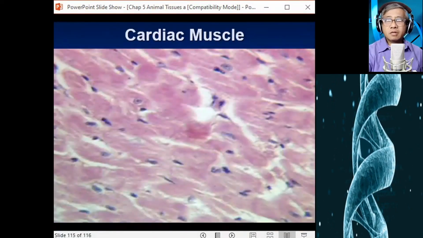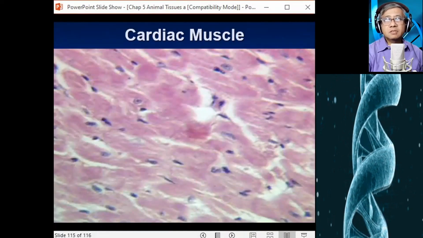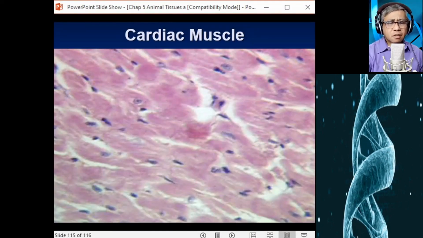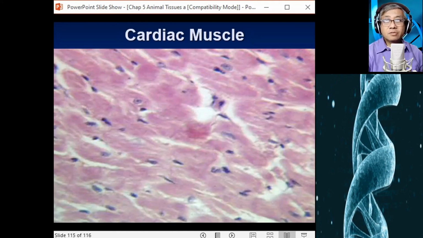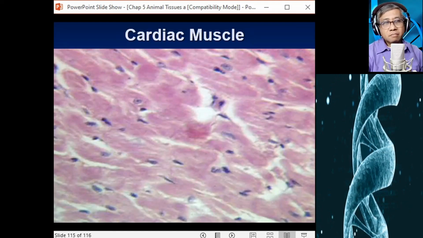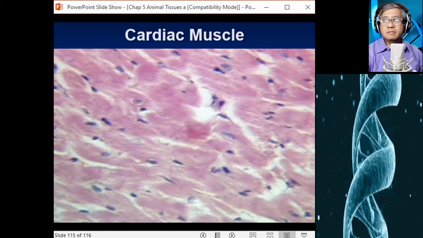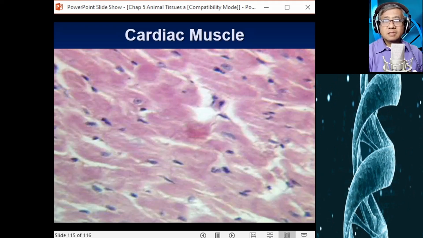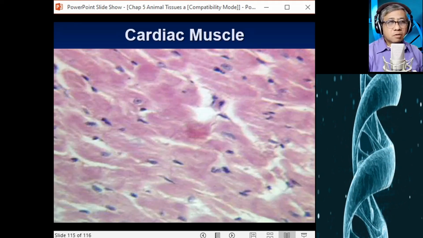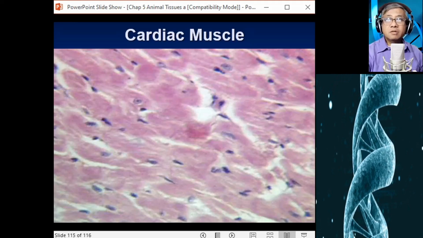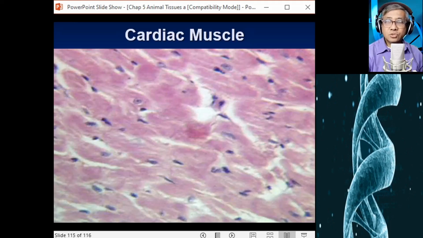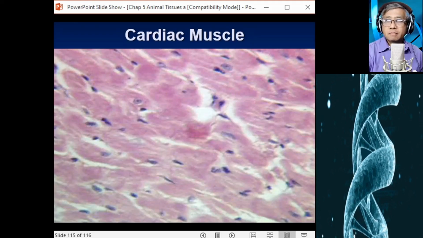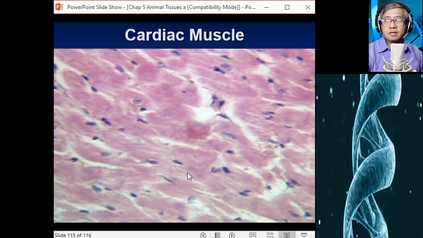And lastly, we have cardiac muscle. Cardiac muscle is similar to skeletal muscle because under the microscope, the cardiac muscle has striations. It has a banded or belted appearance like the skeletal muscle. And this is similar to the smooth muscle because the cardiac muscle is not under conscious control. And you can find this muscle in the wall of the heart, yung muscular wall ng heart natin.